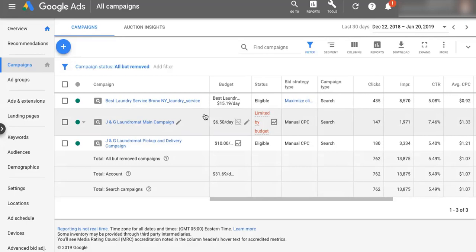Okay, so most of the volume is going through. If I was to deep dive into this, I would be like, oh, okay, 435 clicks. More than half of them are coming from that top one. Let's just have a quick look at that campaign. So I'll deep dive into it.